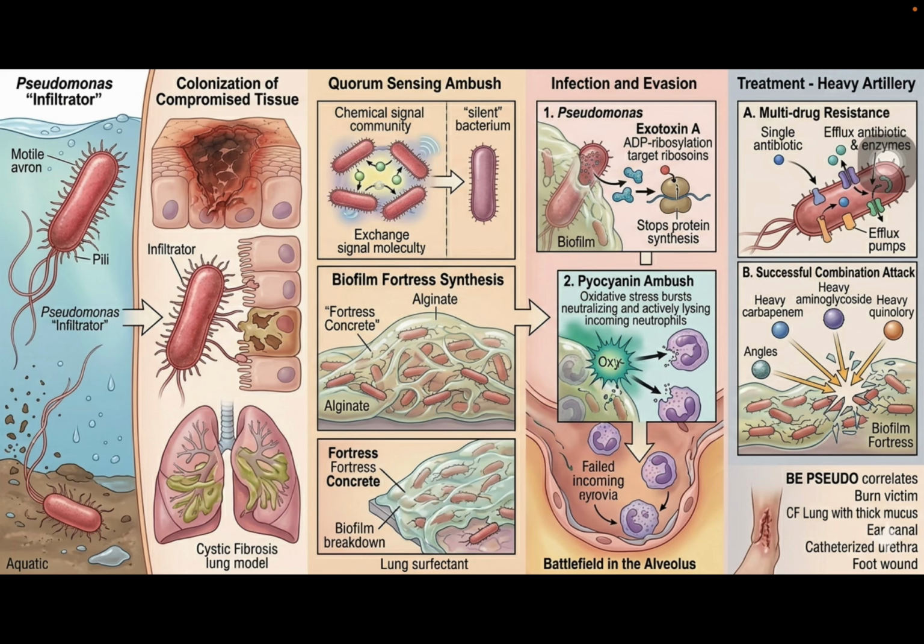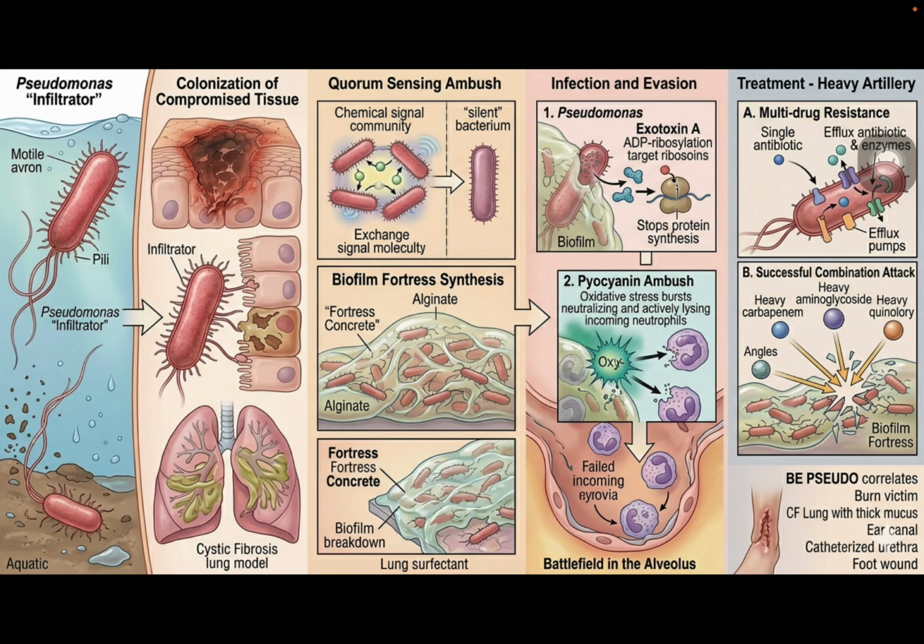So Pseudomonas is like an adaptive guerrilla force. It does not need a specialized base. It can live in dirt or water, waiting for a weak point in the border, the host's skin or lungs, to strike. Pseudomonas possesses a massive arsenal of weapons.